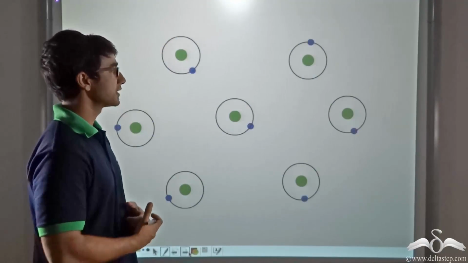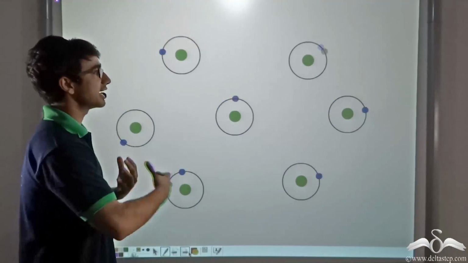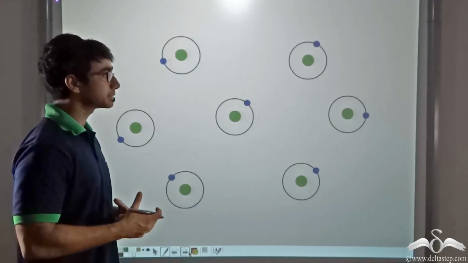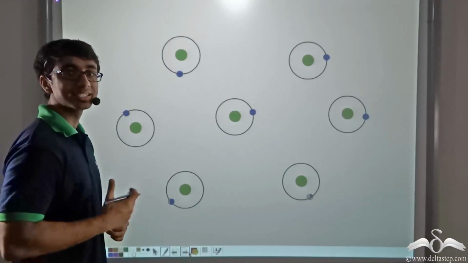So as you can see, these free electrons are moving around randomly inside the solid. So scientists have postulated that it is with the help of these free electrons that heat is transferred.